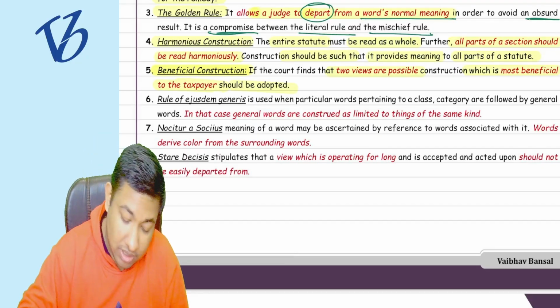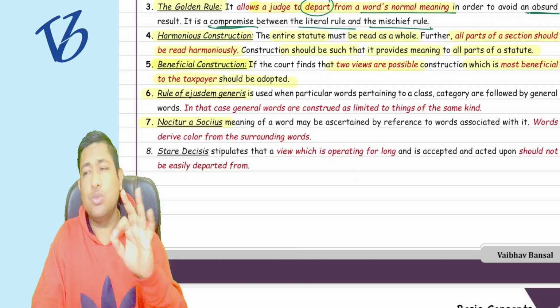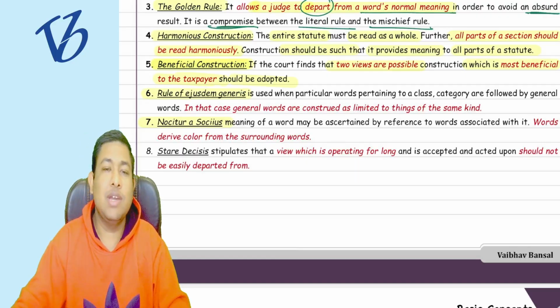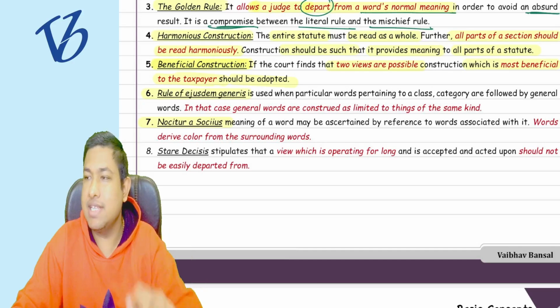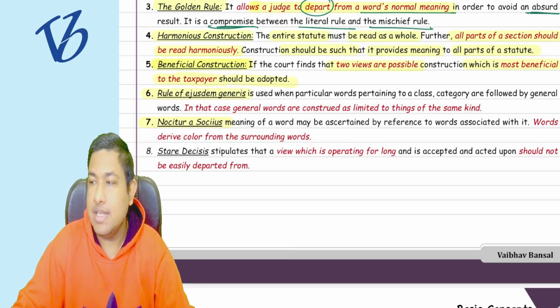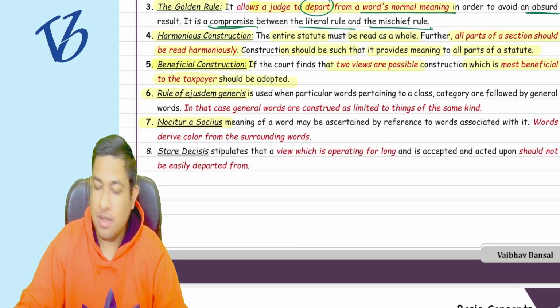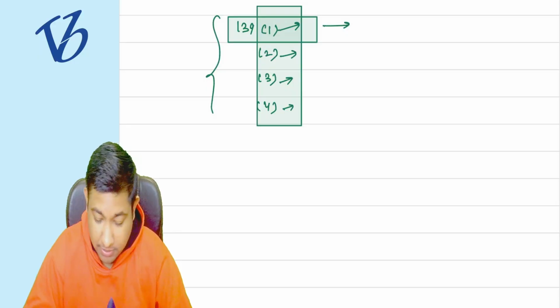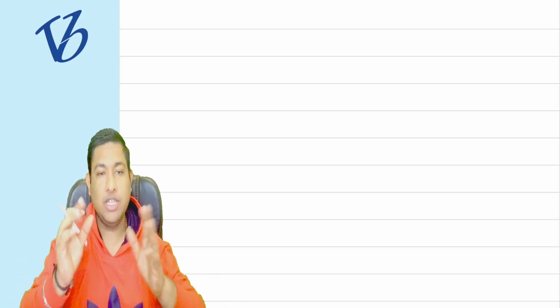Clear? Now, coming to rule number 6 and rule number 7. These two rules usually confuse the student because they are more or less the same thing. But we will understand it with the help of an example. So write it with me. You have to write this provision to understand it very carefully. What does this rule say and what are the differences between these rules?